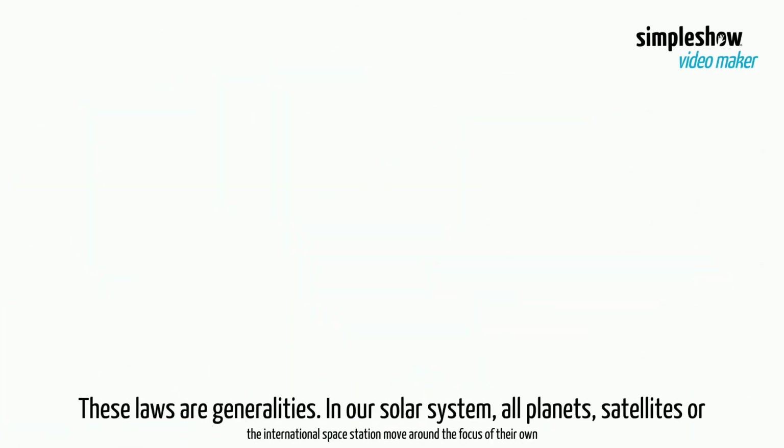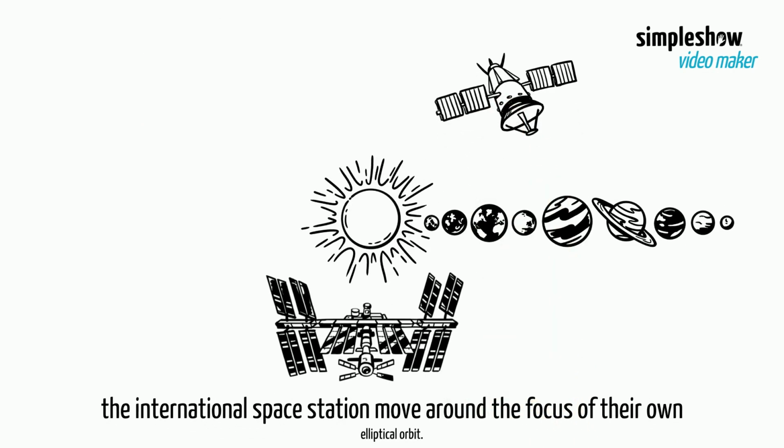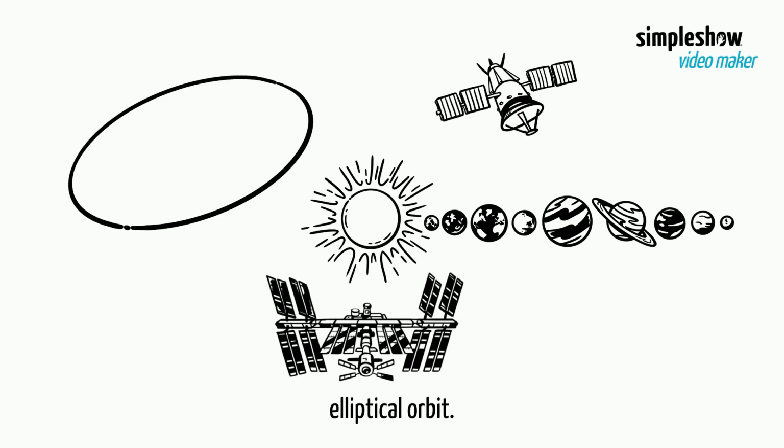These laws are generalities. In our solar system, all planets, satellites or the International Space Station move around the focus of their own elliptical orbit.